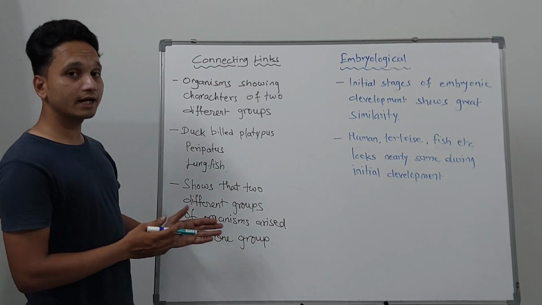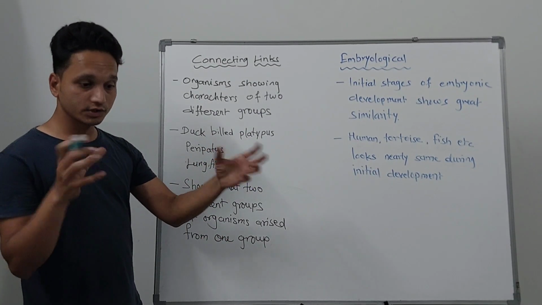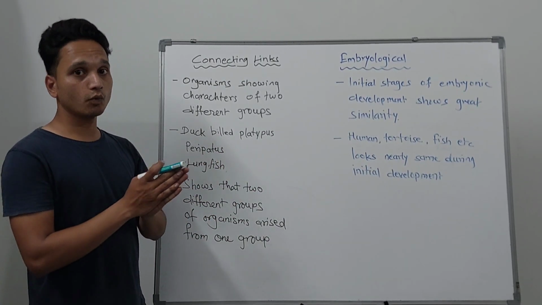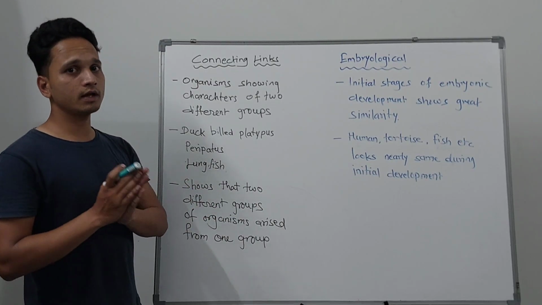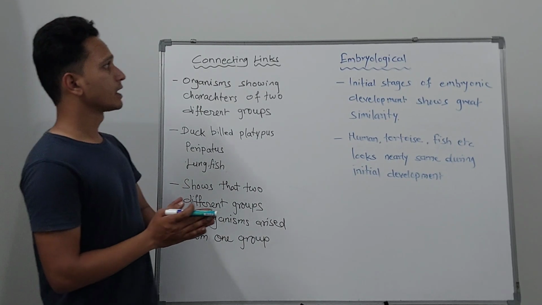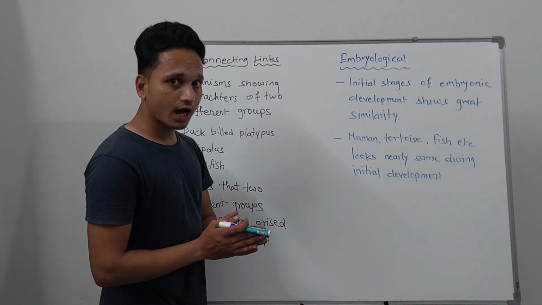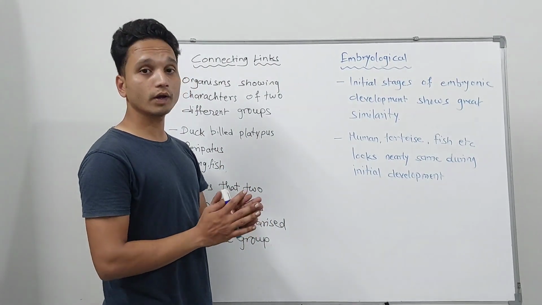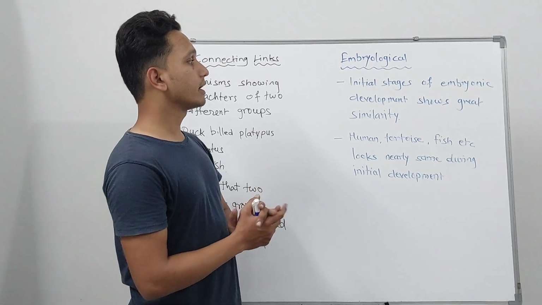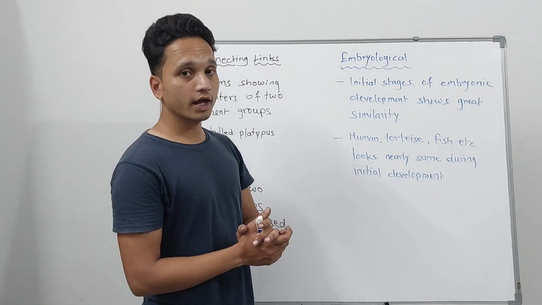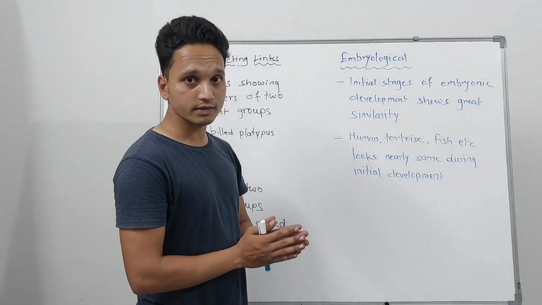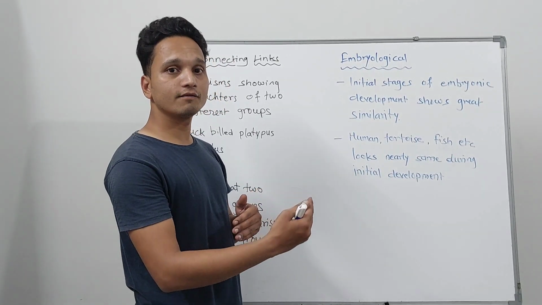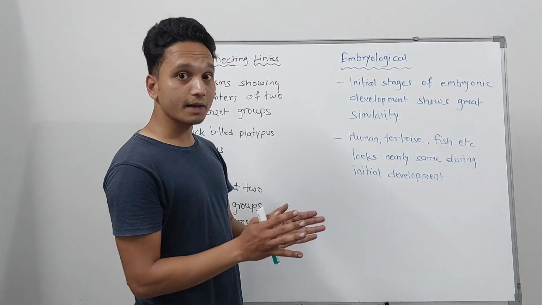So these examples tell us that these two groups, which are currently two different groups of animals or plants, were actually coming from one single group a very long time ago in the past. The last evidence of evolution which we have with us is the embryological evidence, and it is quite astonishing. The initial stages of embryonic development show great similarity in various organisms, mainly in the case of vertebrates, where the initial stages of embryonic development are nearly the same.